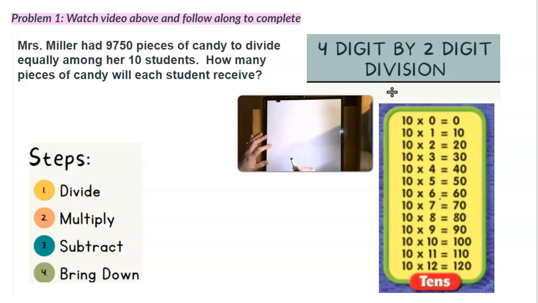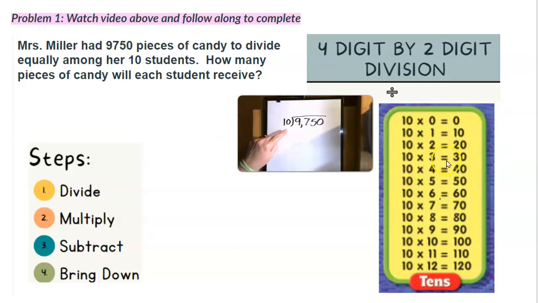Okay, so 9,750 pieces of candy is my dividend. That number will go on the inside of the division bracket because that is how many pieces of candy Mrs. Miller is starting with, and then she wants to divide them evenly among 10 students. So if you're wondering, how do we do a 2-digit number divisor?